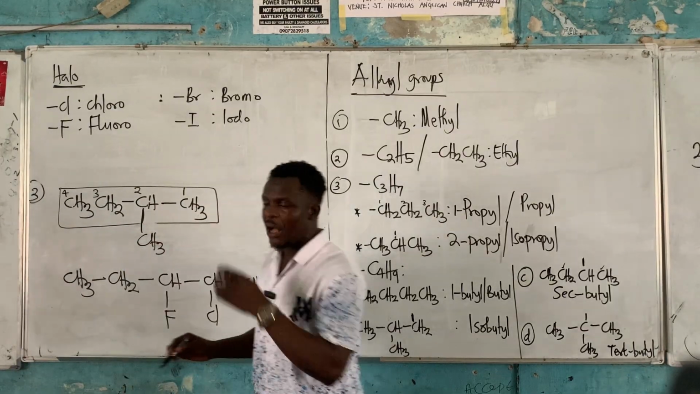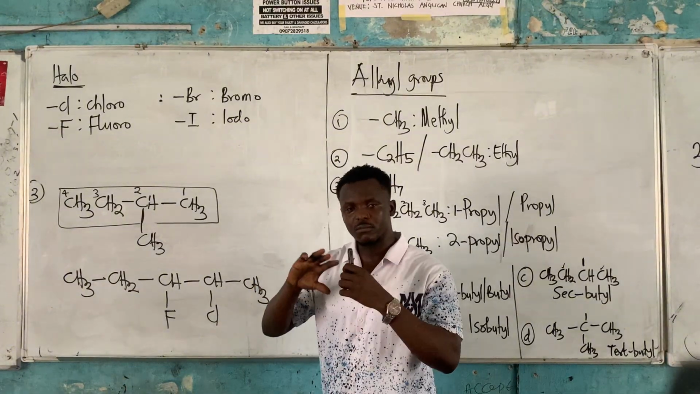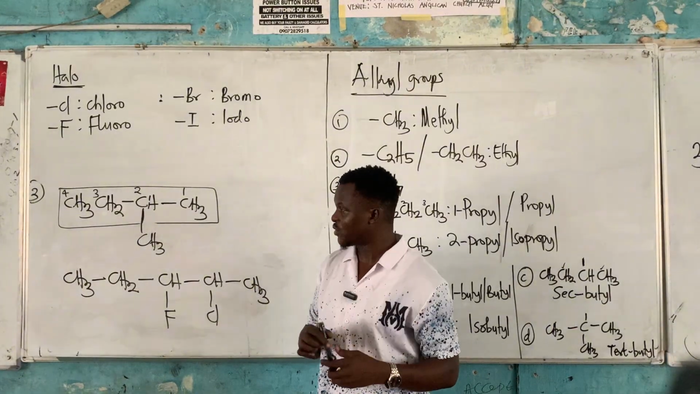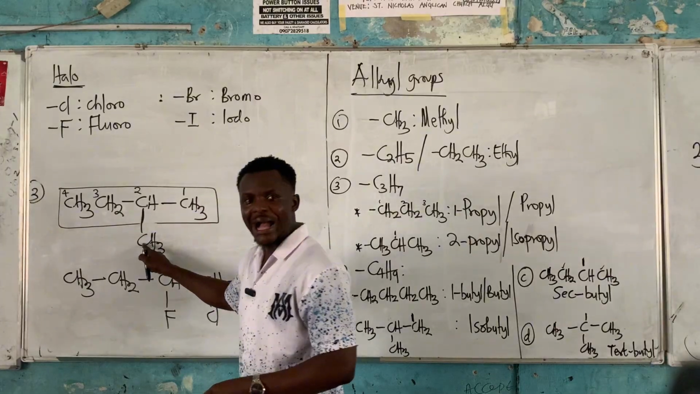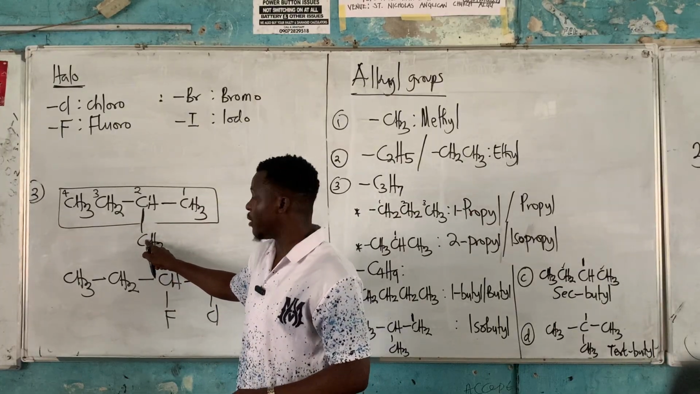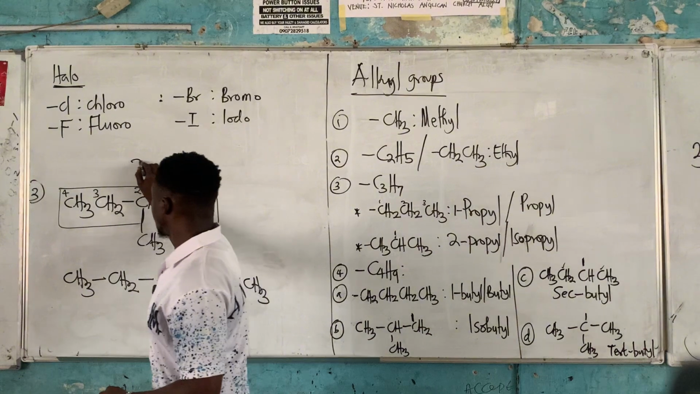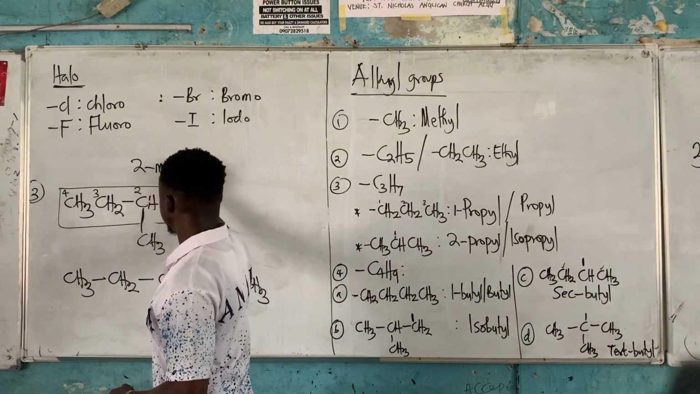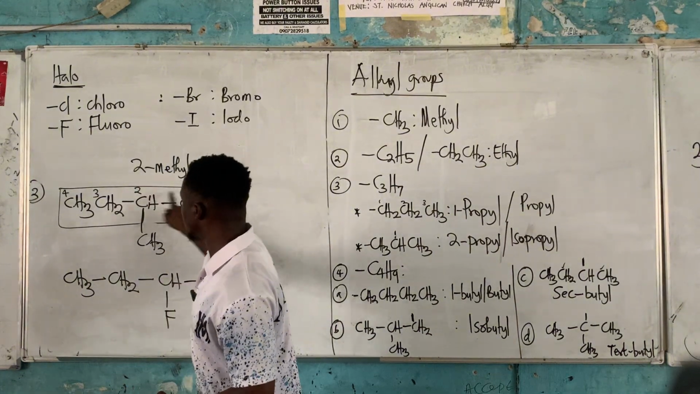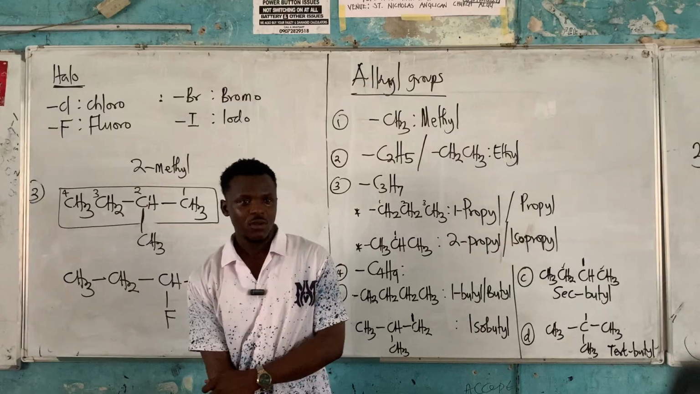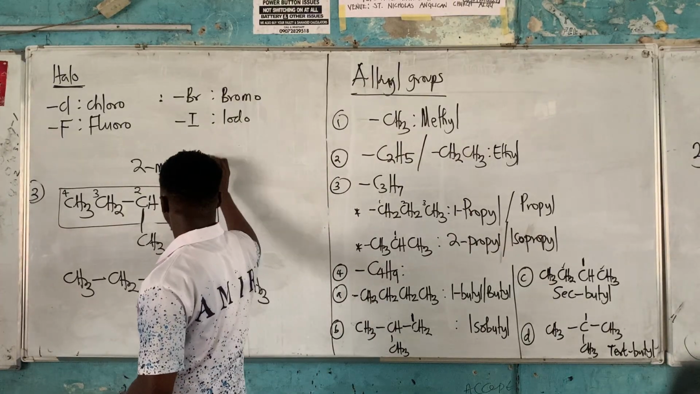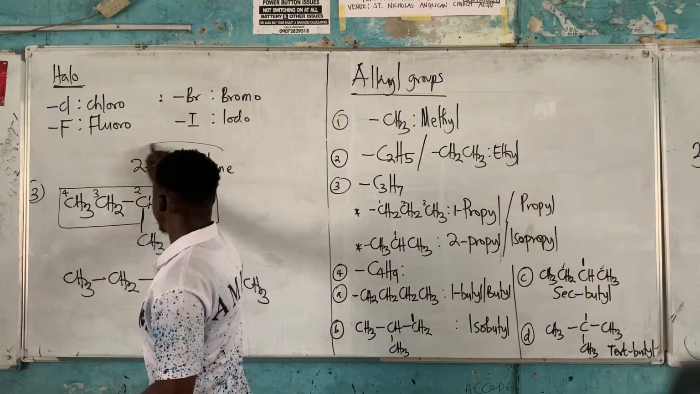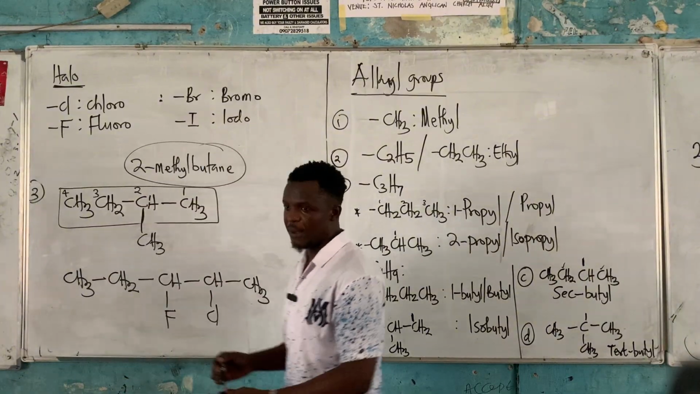So the correct way to number this guy would be 1, 2, 3, and what? 4. Now, although we've not gotten to naming of the compound, let me just show us how to name this compound. I'll say at carbon 2, I have a substituent, right? What is the name of the substituent? So this becomes 2-methyl. Now this methyl is on how many carbon chain? And what is the name of the 4 carbon chain? So that is the name of this compound.